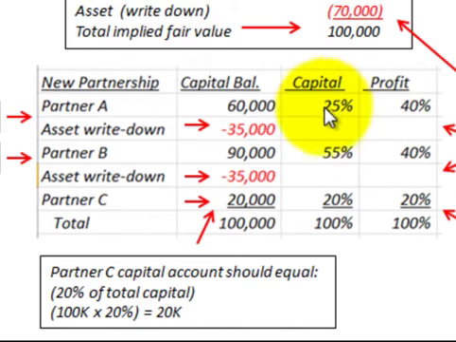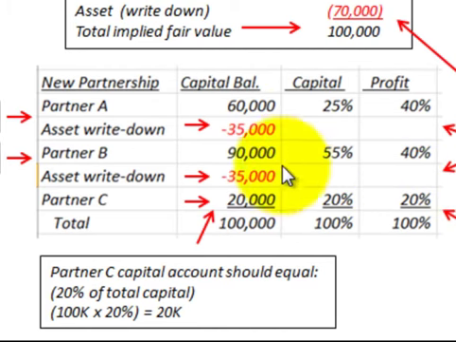And then again, the capital balances are based on what the ending capital balance would be for partner A, partner B, and partner C. Partner C would get 20%, and then partner B, having $55,000 in their capital balance after the write-down, would get 55%, and then partner A would get 25%, since they would have a $25,000 balance after the write-down. So again, just to review, partner C got a 20% interest in the capital and also a 20% interest in the profit ratio.